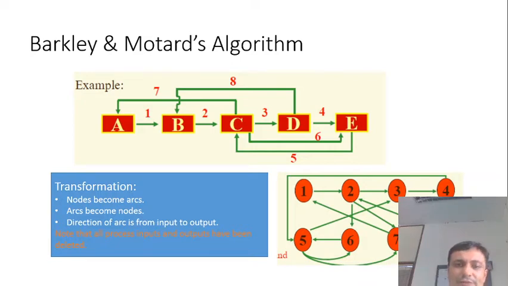Okay friends, so in the previous video we talked about the Barkley and Motard algorithm. In this video let us see how to implement this Barkley and Motard algorithm to a given partition which is irreducible, which is cyclic in nature. So the basic steps are: first, convert all the nodes to arcs and arcs to nodes and connect them based on the input they receive.